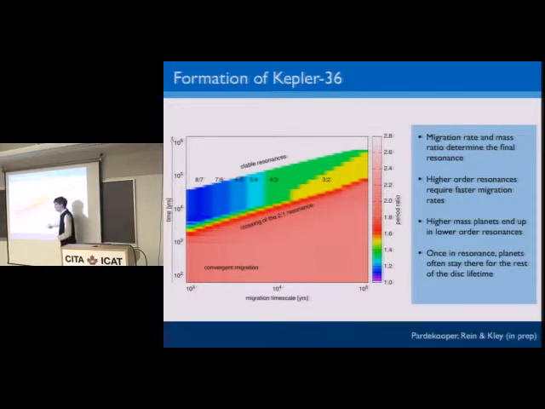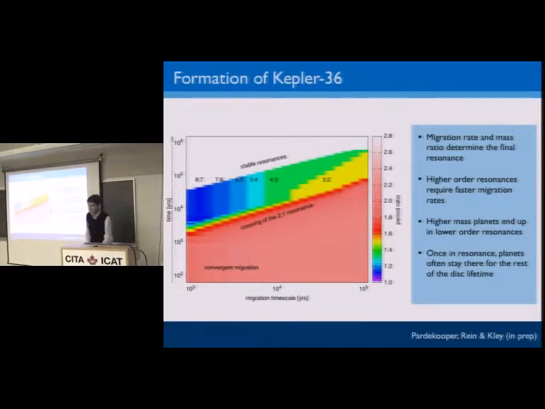So that's what you see here. For slow migration rates, you end up in resonances like 3 to 2, where the period ratio is large. If you migrate faster, you end up in higher and higher order resonances like 4 to 3, 5 to 4, 6 to 5, and 7 to 6. Now this system, Kepler 36, is somewhere around here, around this period ratio, 7 to 6. So you need a migration time scale of 1,000 years.